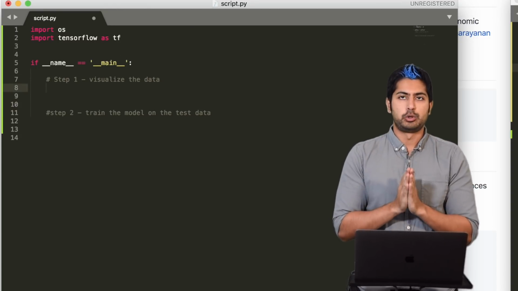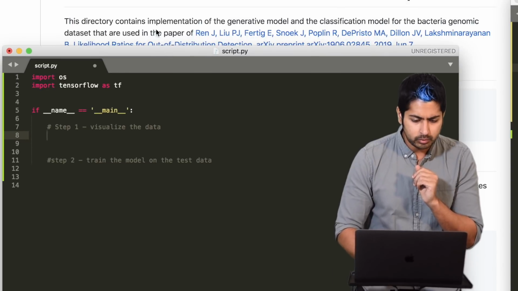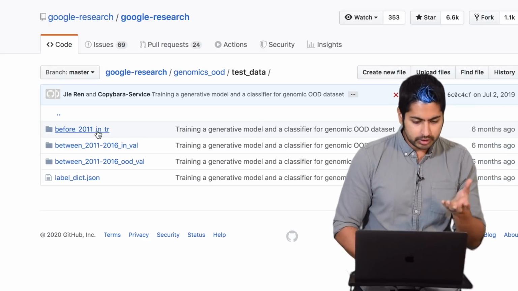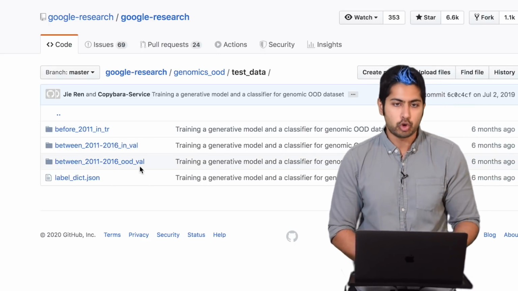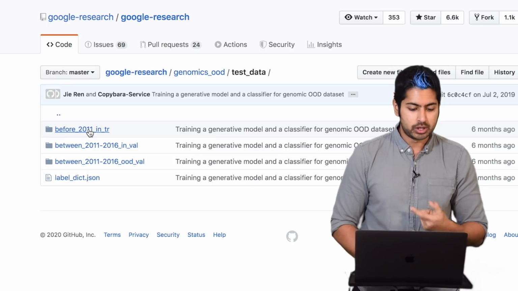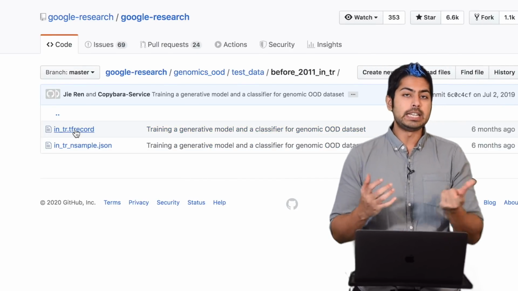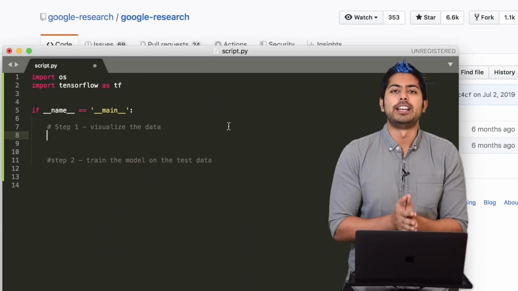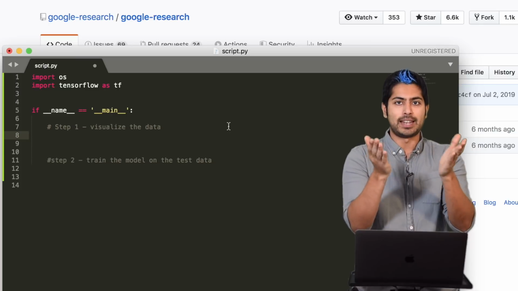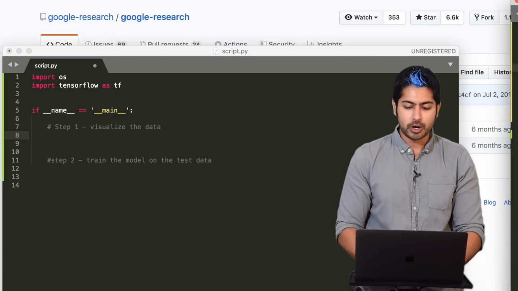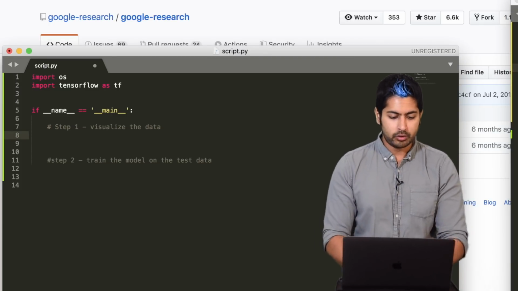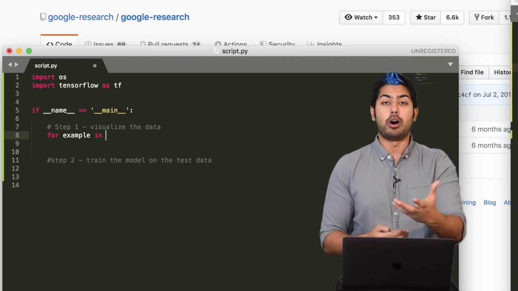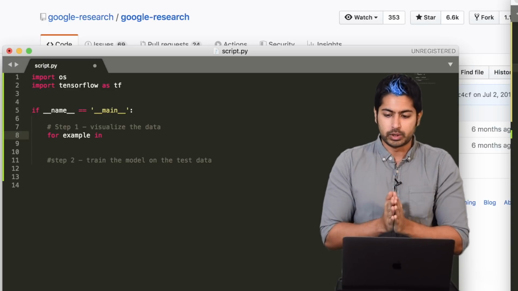So how are we gonna visualize this data? Let's look at where their data set is located. Of course, they have this test data here. Okay, so it's in 3 different files. In TR stands for training, in validation, and then out of distribution validation. So it's in a TFRecord format. The great thing about TensorFlow is we can actually visualize what's inside of this TFRecord file. It's not a CSV, it's a TFRecord. So how do we do that? Well, for every example inside of that TFRecord, we want to print it out in terminal so we can actually see what's inside of it, all right?